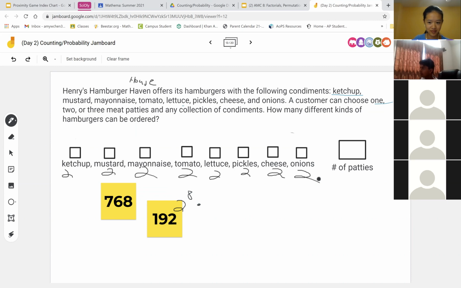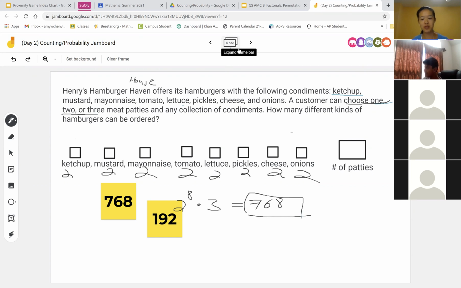But then think about this. It says we can have up to 3 patties. So how many more combinations is that? 3. Yes. So our answer is 768. Great job. That's really good. Nice job. Okay. We're done with that problem.